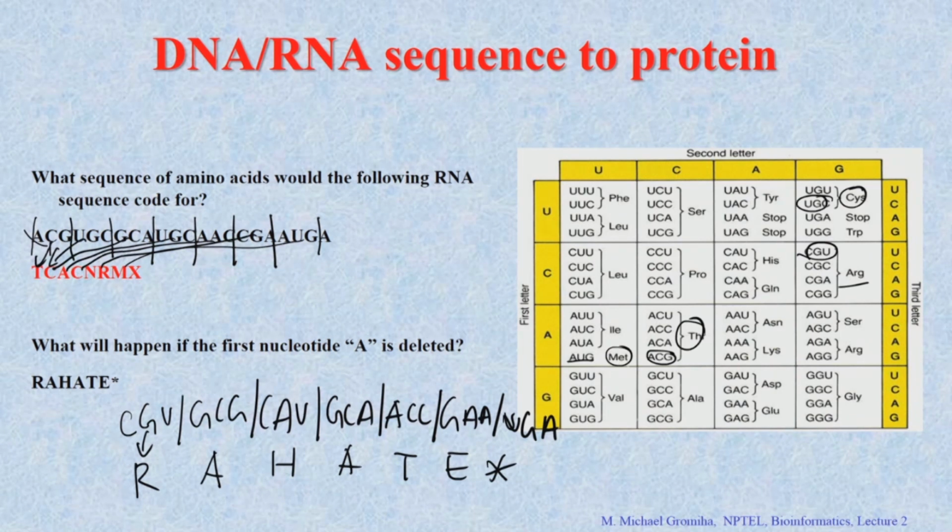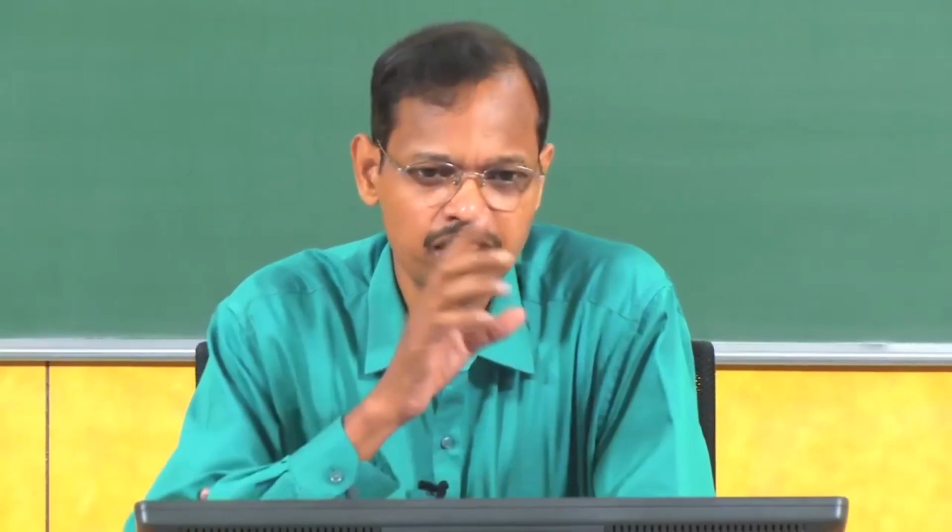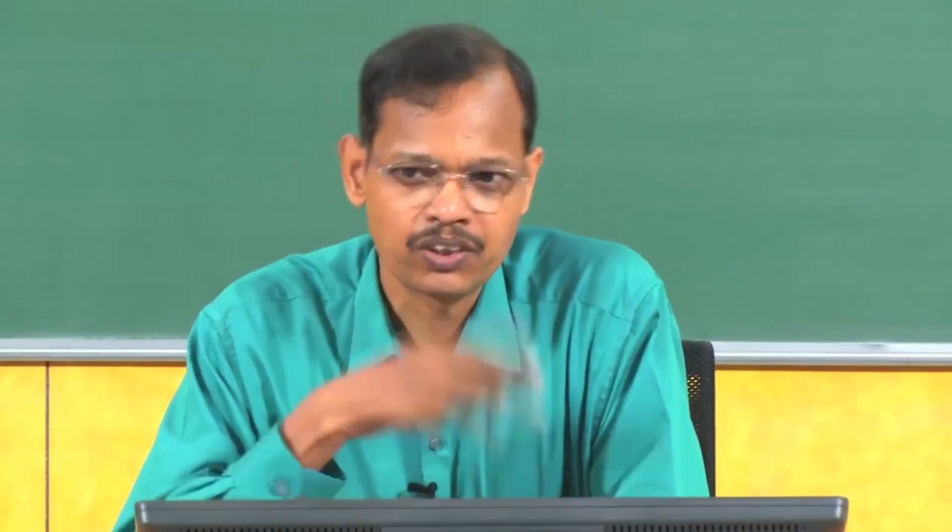So, if you have the DNA sequence and we look for the protein sequence, we should know exactly where the codon starts. Otherwise you will get a different protein sequence. There are various resources, you can also use programming, you can write your own code to translate the RNA sequence to a protein sequence. How to write a program?